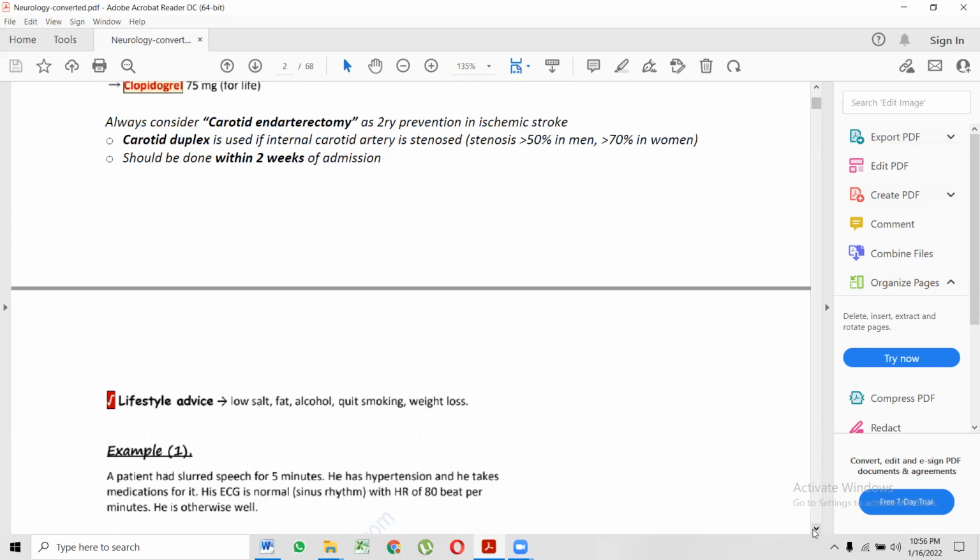Now let's do an example. A patient had slurred speech for 5 minutes. He has hypertension and he takes medication for it. His ECG is normal with a heart rate of 80 beats per minute. He is otherwise well. What is the long-term medication for this patient?